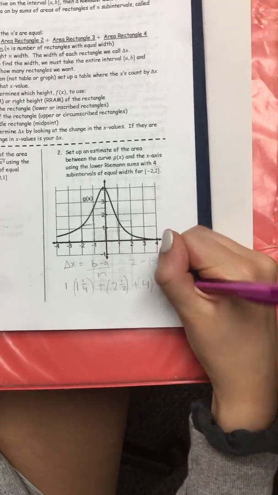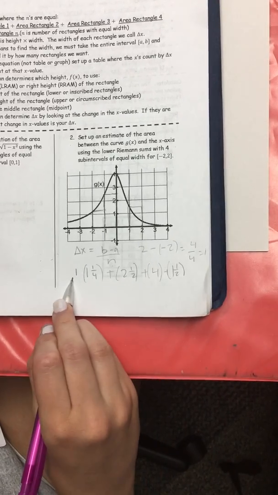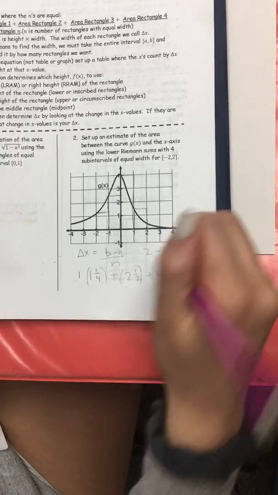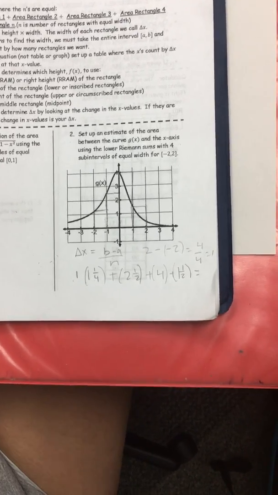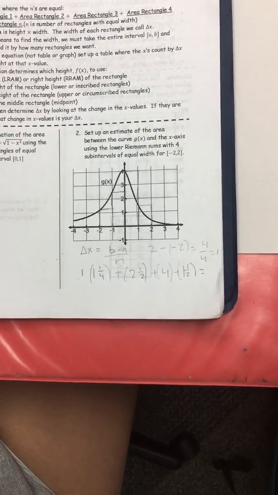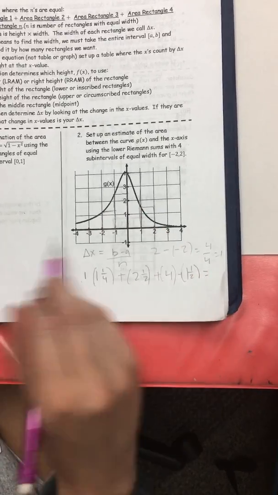So then you can add up all those numbers and then multiply it by your change in x, and that will give you an estimate. It'll be a little bit under because we used left hand, but that'll give you an estimate of the area under this curve and the x-axis.